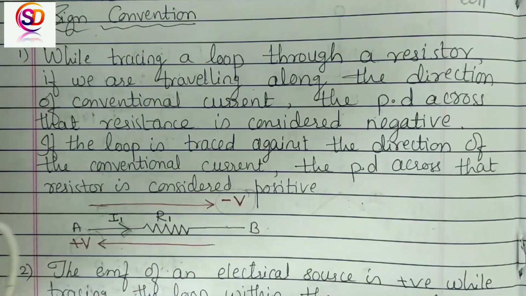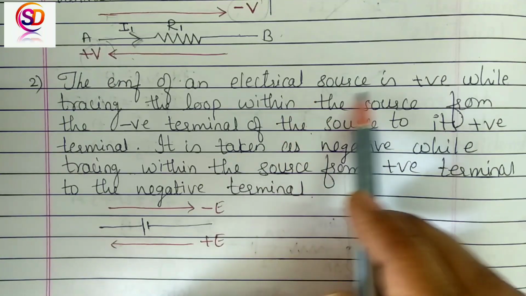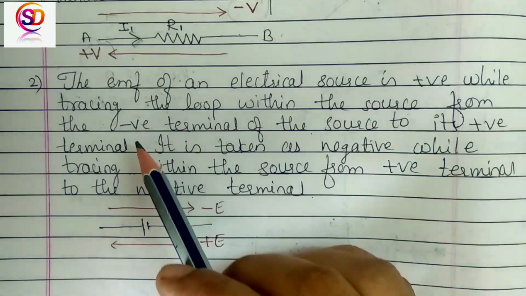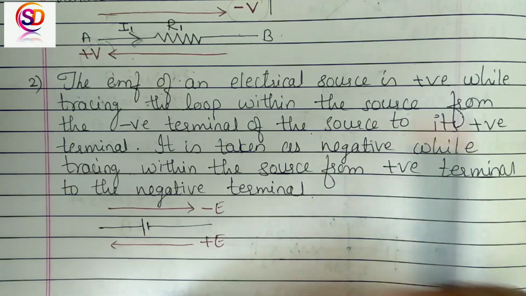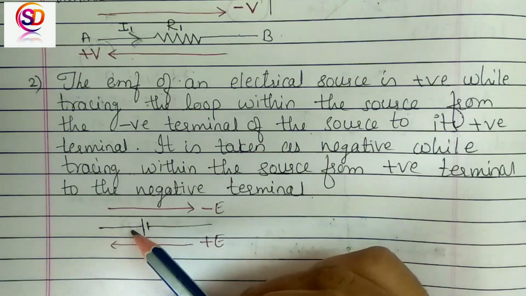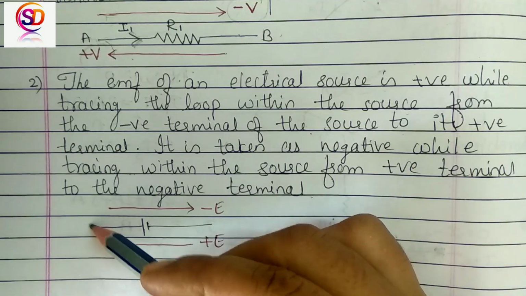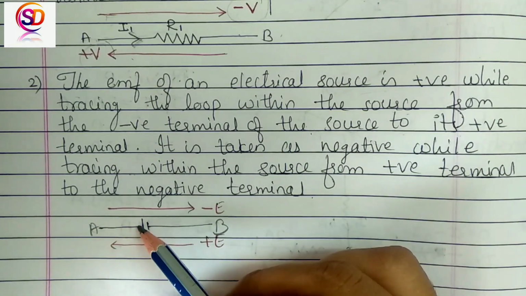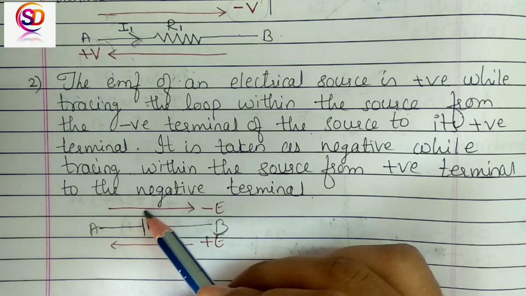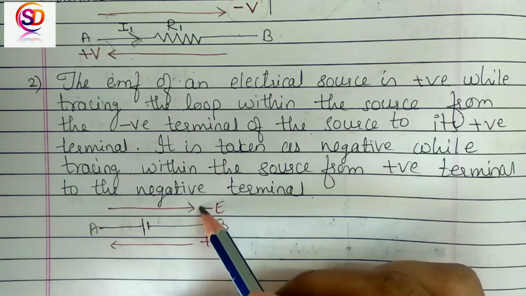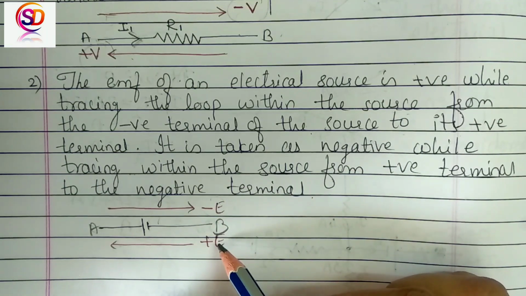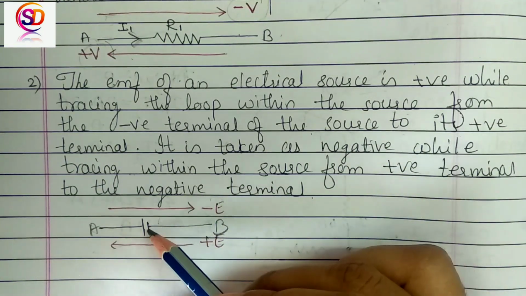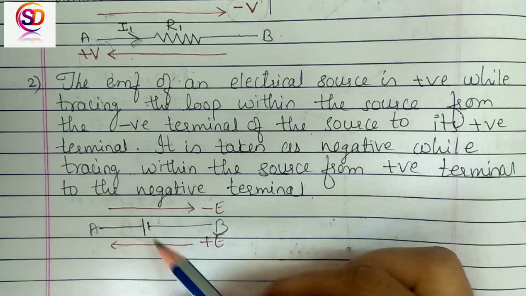Proceeding to the second sign convention, the EMF of an electrical source is positive while tracing the loop within the source from the negative terminal of the source to its positive terminal. What it means: if your tracing path is A to B, and you are crossing from the positive terminal to the negative terminal, then your EMF should be negative. If you are tracing from B to A, crossing from the negative terminal to the positive terminal, then your EMF is positive.